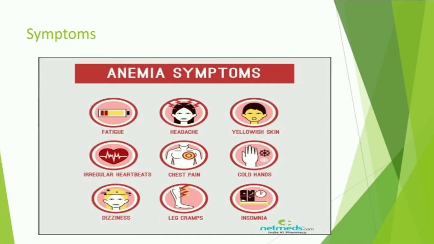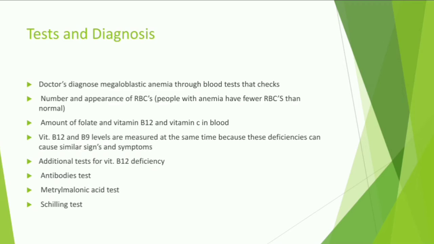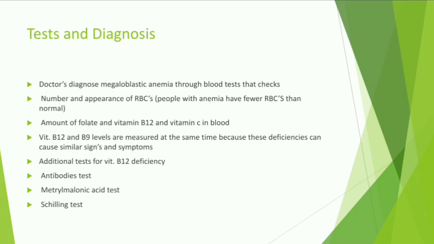The symptoms of megaloblastic anemia are fatigue, headache, yellowish skin, irregular heartbeat, chest pain, cold hands, leg cramps, and insomnia. Now let's take a look at the test and diagnosis of megaloblastic anemia. The doctors diagnose megaloblastic anemia through blood tests that check the number and appearance of RBCs. People with anemia have fewer RBCs than normal. The amount of folate, vitamin B12, and vitamin C in blood is also checked. Vitamin B12 and B9 levels are measured at the same time because these deficiencies can cause similar signs and symptoms. Additional tests for vitamin B12 deficiency are the antibodies test and Schilling's test.